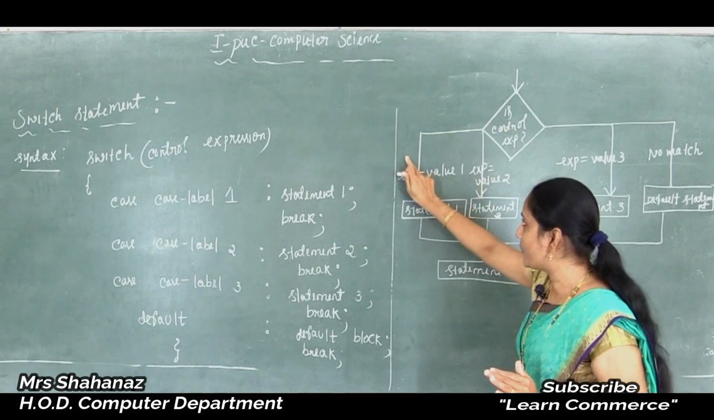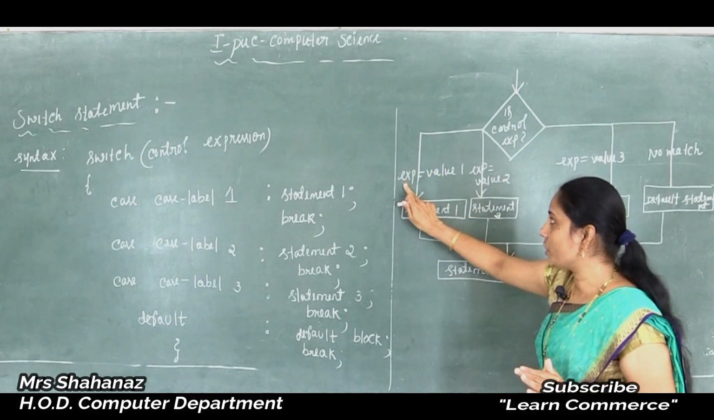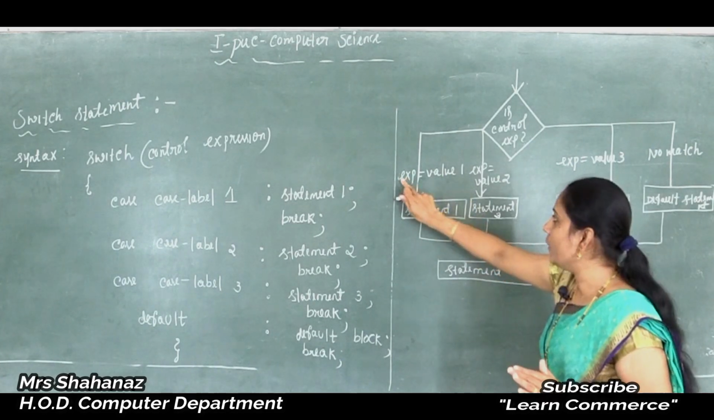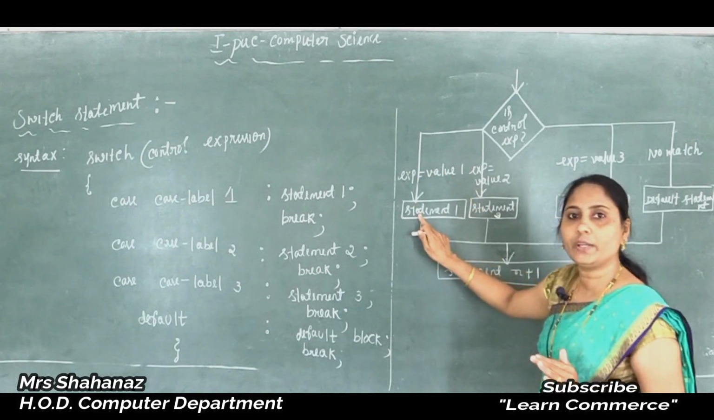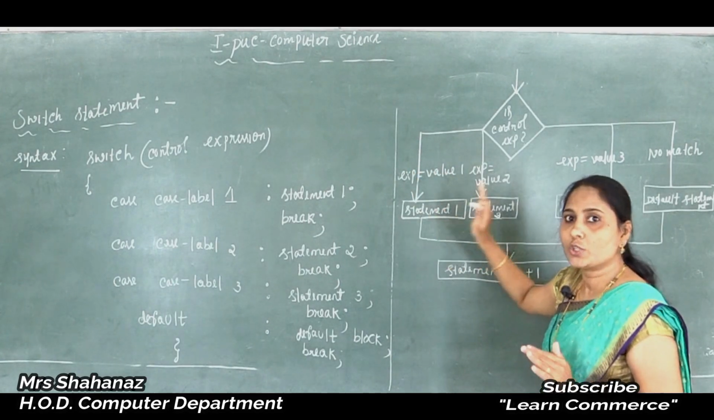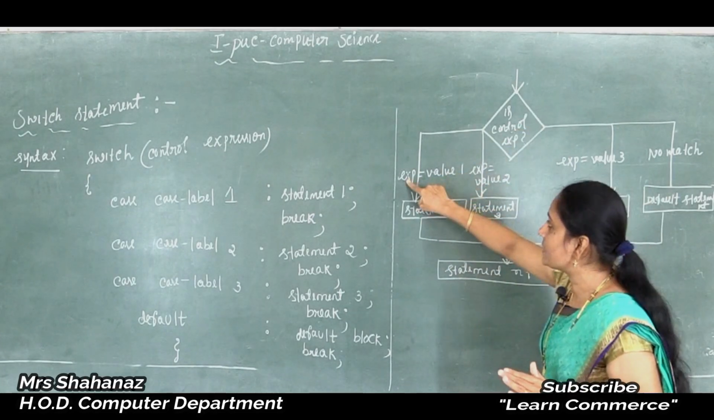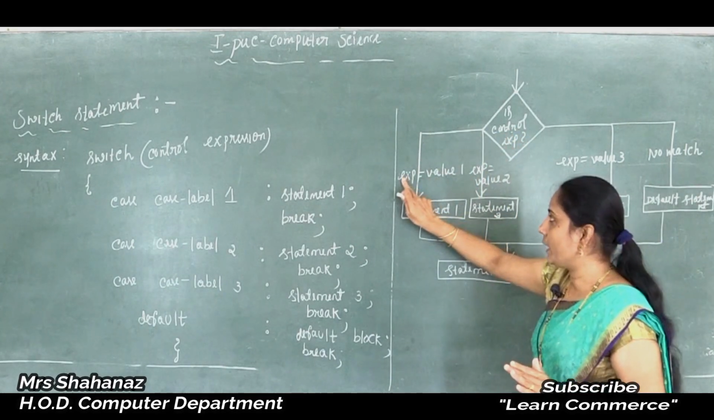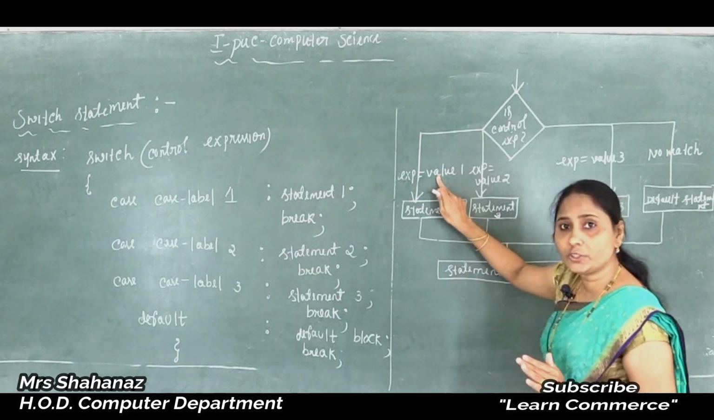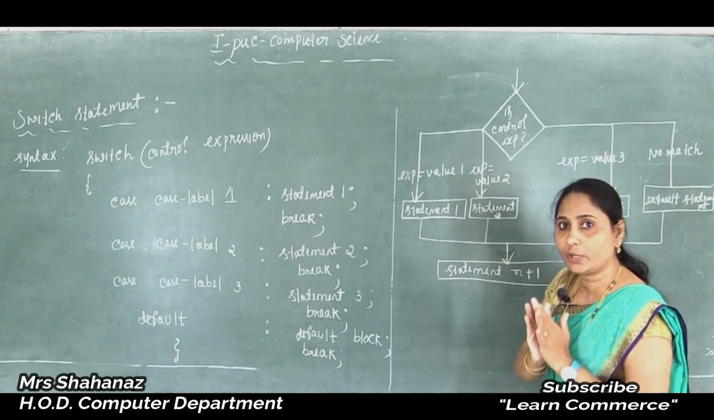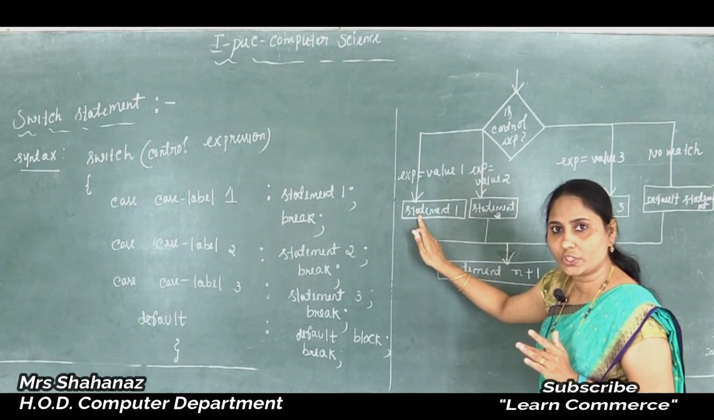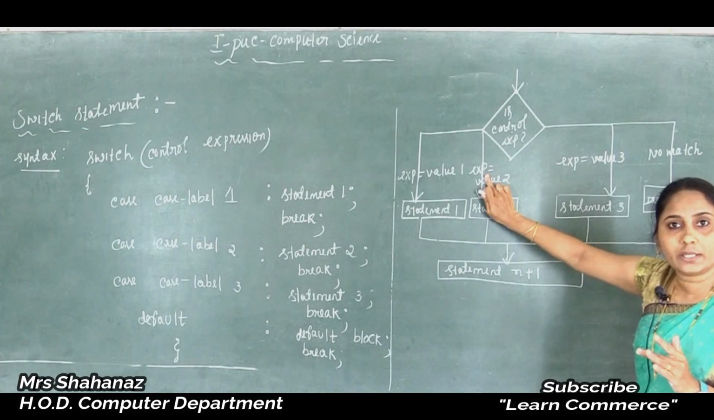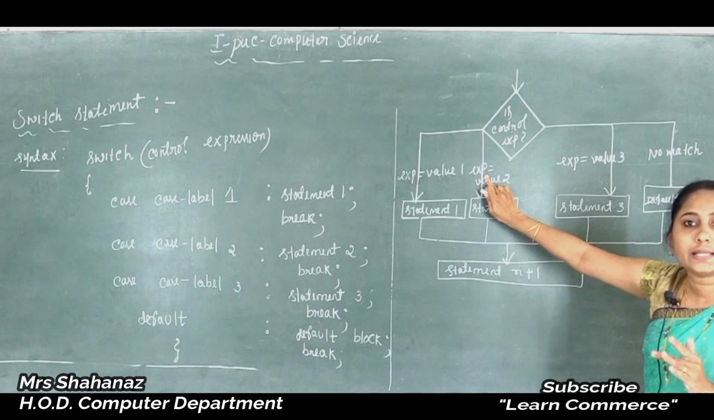If the control expression value matches our case label value 1, then if both values match, statement 1 is executed. Clear this point? The control expression is the same expression I wrote here. So if the control expression value matches our case label value, if both are equal, then statement 1 is executed. If both are not equal, then it checks the second condition by using the control expression value with the case label value.